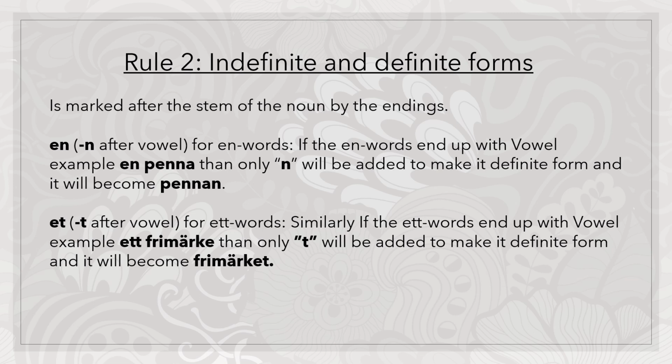Similarly with ett, in the case of words which do not end with a vowel, et will be added, but the words which end with a vowel, only t will be added to make them definite form. Example, ett frimärke will become frimärket.